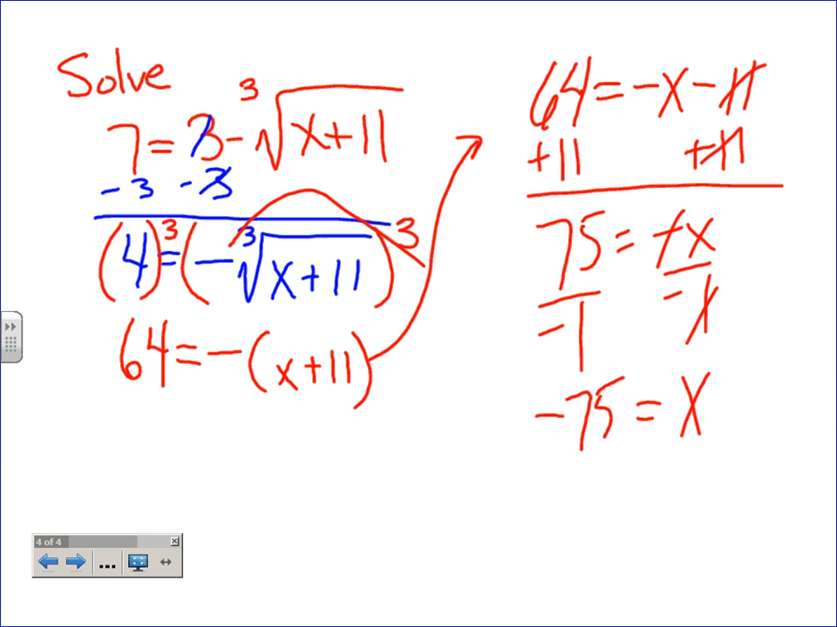Okay. Well, we haven't checked it yet, though. How do we know? Put it back in. So right here, negative 75 plus 11 is negative 64. Cube root of negative 64 is negative 4. So it's 3 minus a negative 4 is 7. Okay?